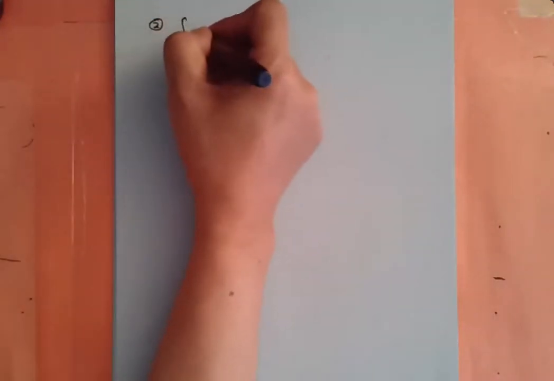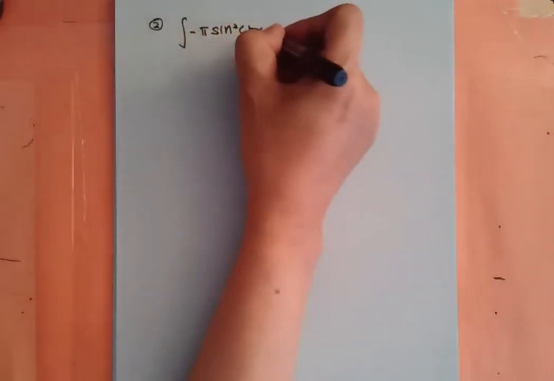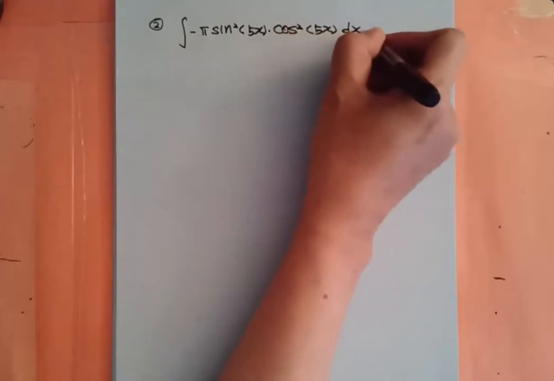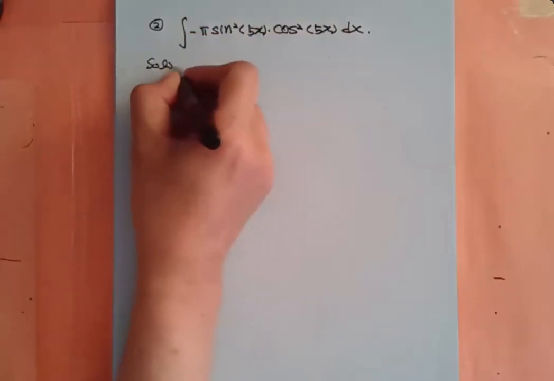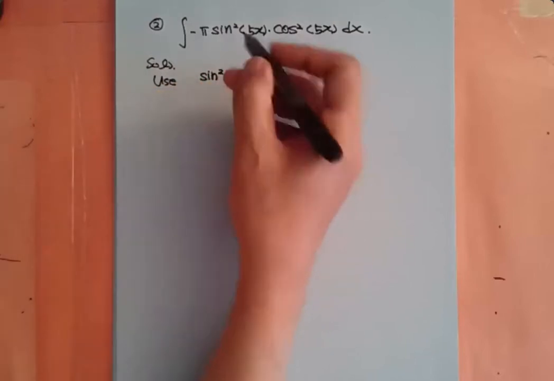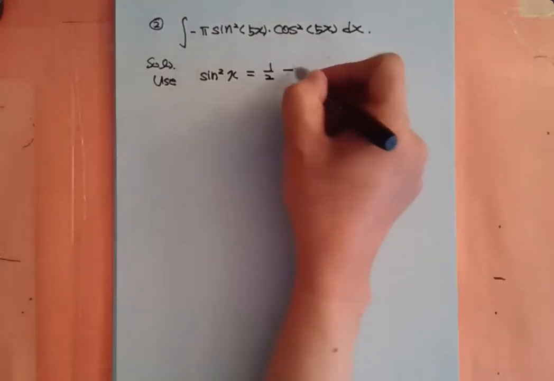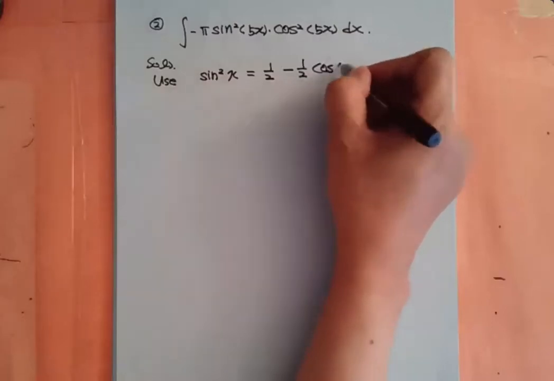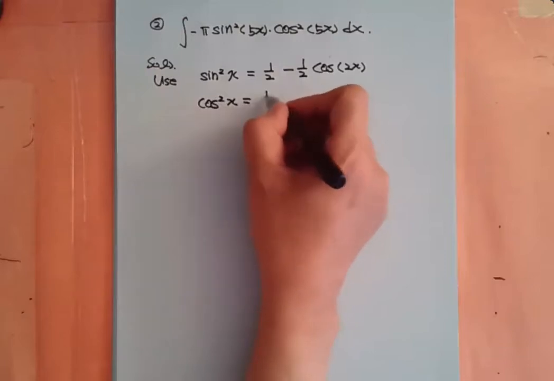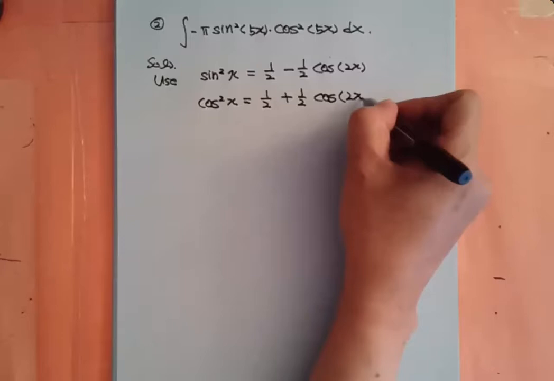The next one is negative pi integral of sine squared of 5x times cosine squared of 5x dx. In this case, I said you have to use the half angle formula, which goes like sine squared of x equals 1/2 minus 1/2 cosine of 2x, and cosine squared of x equals 1/2 plus 1/2 cosine of 2x.